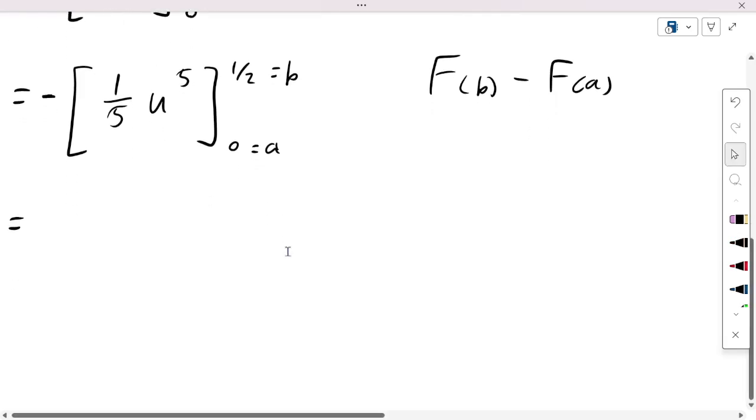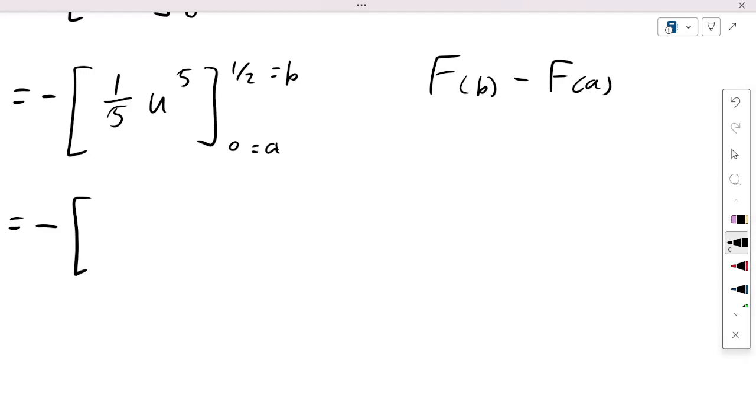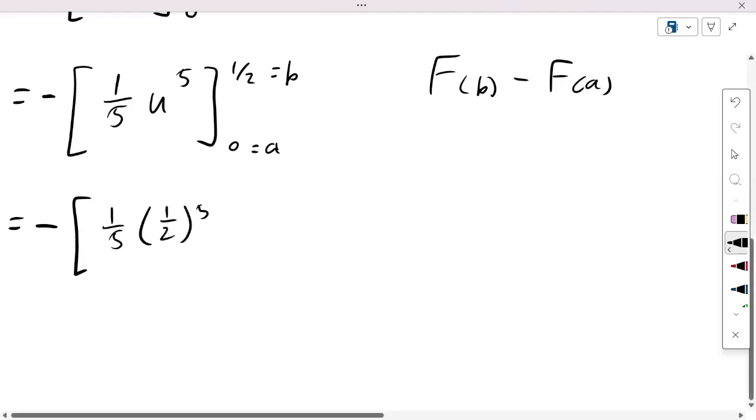So now what we're going to be doing is we're going to have negative, and I'm going to keep the square bracket for now, but we're going to have the first one, which is going to be with the upper limit. This is going to be a fifth multiplied by a half, all raised to the power of 5, and this is going to be minus with the lower limit now this time. It's going to be a fifth multiplied by 0 raised to the power of 5, and then this is going to be yeah, that's about it.